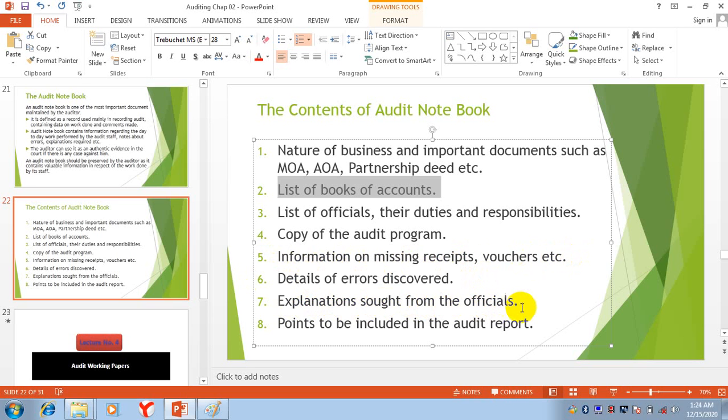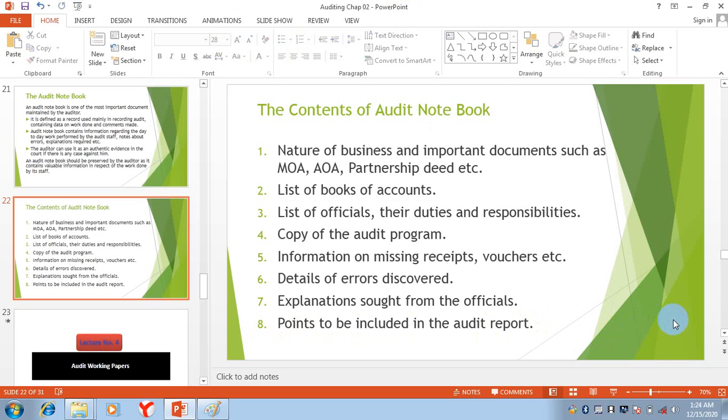Explanation sought from the official. If someone is responsible for some work, some errors, some fraud, we will call for an explanation from that official. So we are also keeping a record of this. Points to be included in the audit program. Then on the basis of all this information, we write the points that will be included in the audit program. So this is all about the audit notebook.